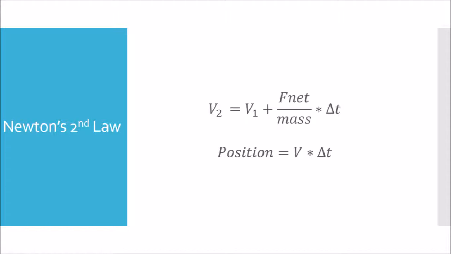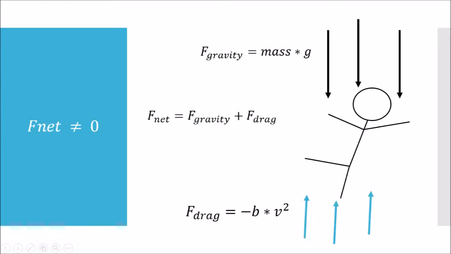Unlike in Lab 1, this lab does have a net force because there is a change in velocity. The two forces we are focusing on today are gravity and drag. The force of gravity is equal to 9.8 times the mass, while the force of drag is equal to the velocity squared times a constant -b. So as the velocity increases, so will the drag force. B is negative because it has to be in the opposite direction of the gravity.